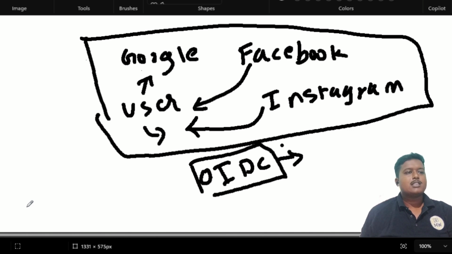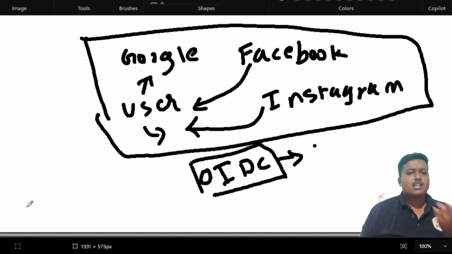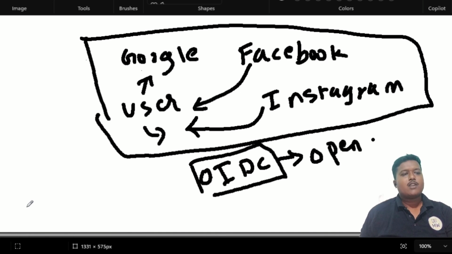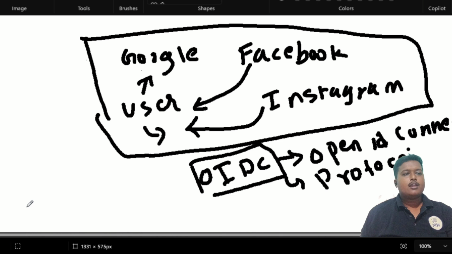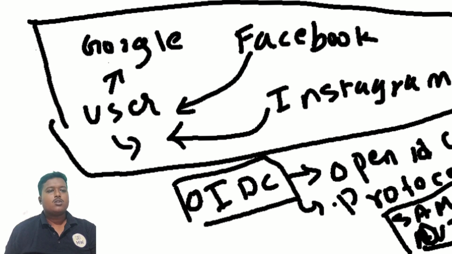OIDC is basically a single sign-on protocol which we use to log in to different service providers using one identity provider. What a service provider is and what an identity provider is, we are going to learn in detail in upcoming lectures. OIDC stands for OpenID Connect. It is basically an SSO, single sign-on protocol. We have another protocol also, like SAML, but we are totally going to focus on OIDC, and after finishing this series, we will concentrate on SAML and OAuth. So I hope you have understood till now.